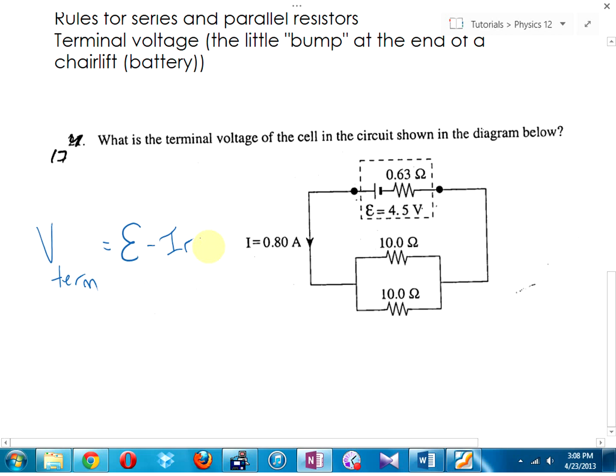So what this question is really asking is, hey, what's the terminal voltage here? That's the equation on your formula sheet, but can you see really what it's saying is how high between here and here? The height is 4.5 minus what you lose going through that little resistor, because we said when you go through resistors, that's downhill, minus 0.8, 0.63. Right? Where'd the 0.8 come from?